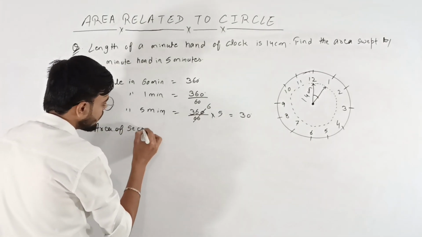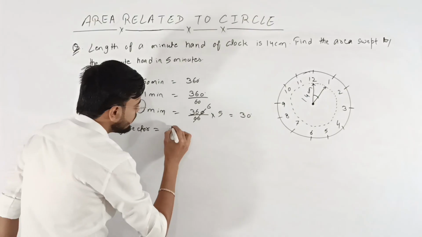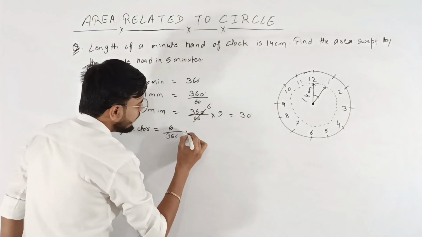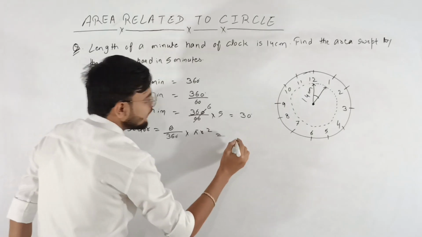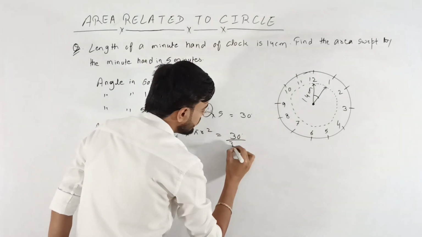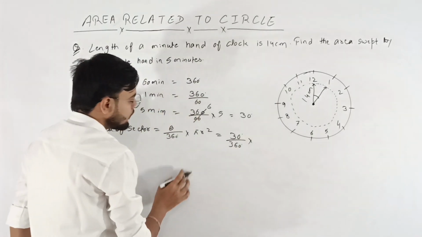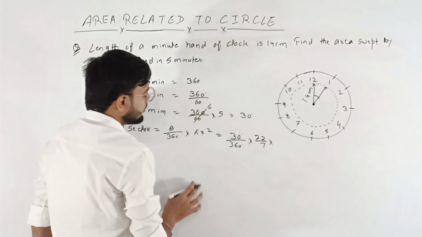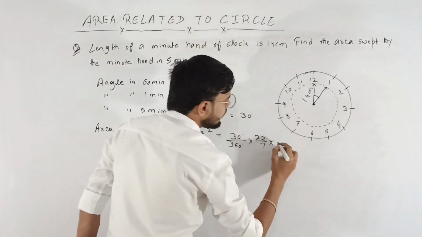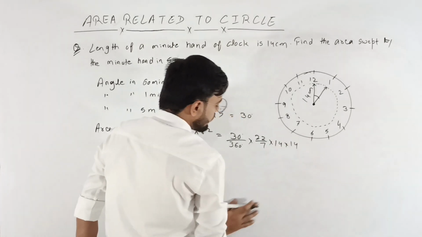Area of sector is what? Theta upon 360 degree into pi r square. Now theta is 30 degree upon 360 into pi, which is 22 upon 7. Now r square, which is radius. So radius is given, which is 14 into 14.